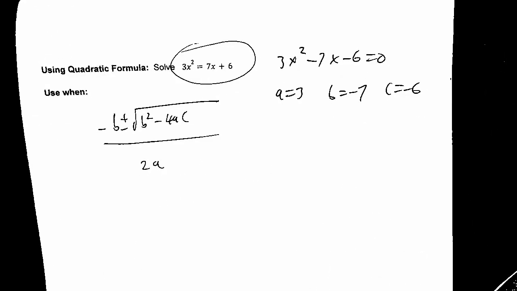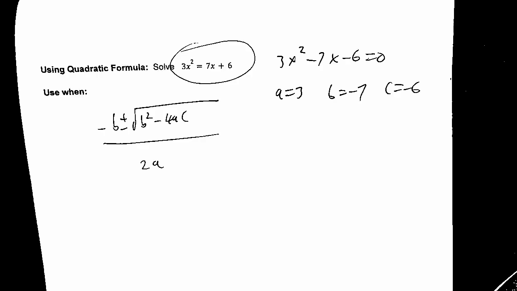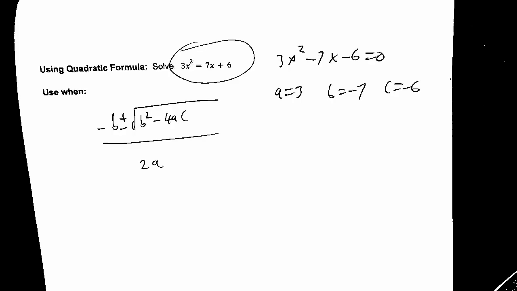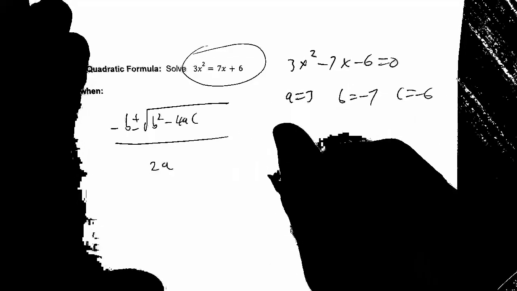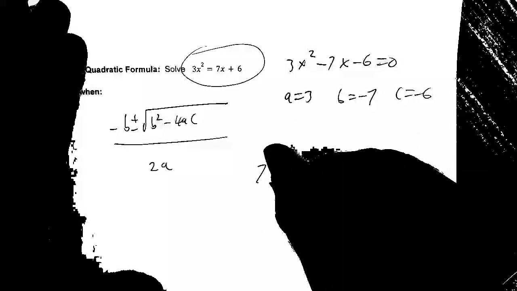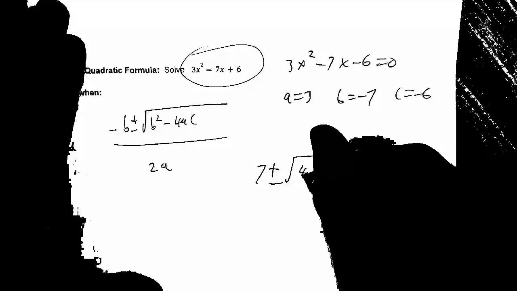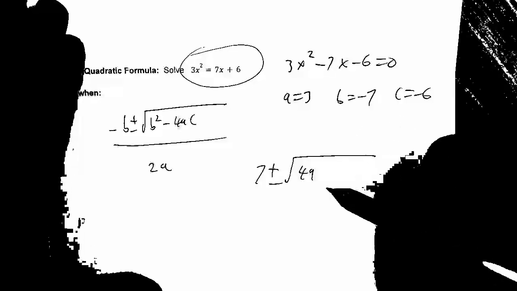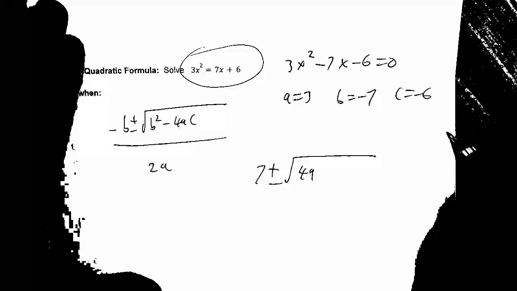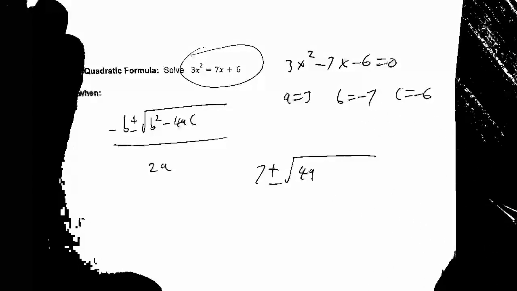Wait, wouldn't it be negative 3x squared? No, I left it on the left, and I moved everything over from the right. I want the leading term to be positive. So you have 3x squared minus 7x minus 6 equals 0. If b is negative 7, then negative b is 7. So it would be 7 plus or minus the square root of 49 minus 4 times 3 times negative 6.